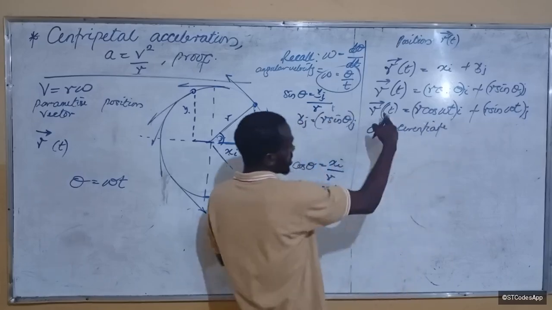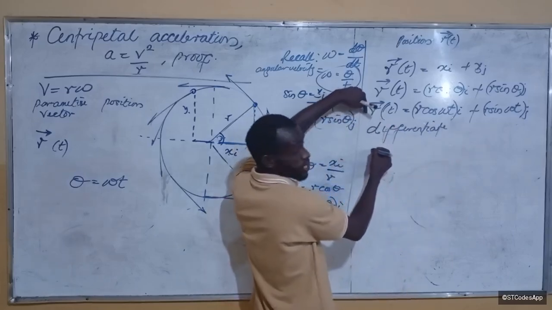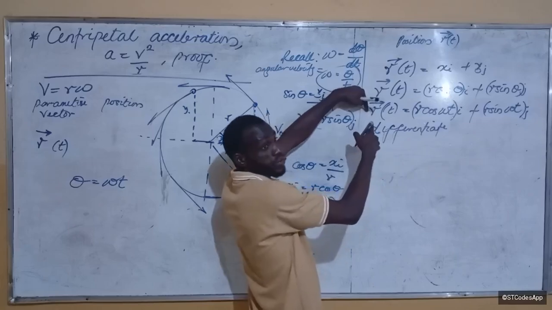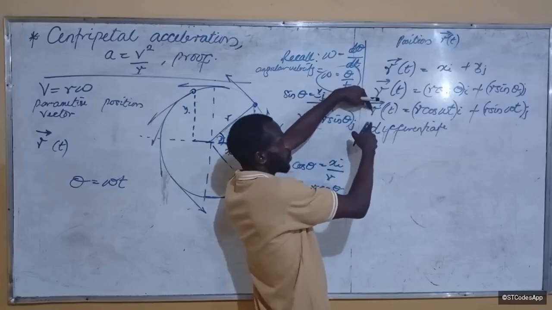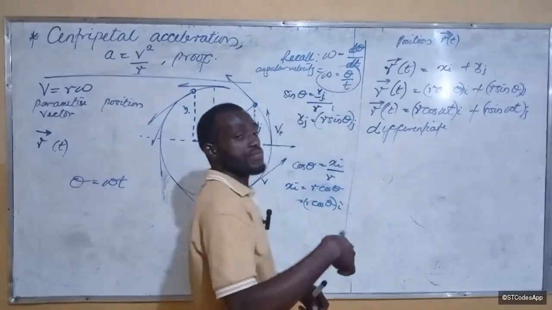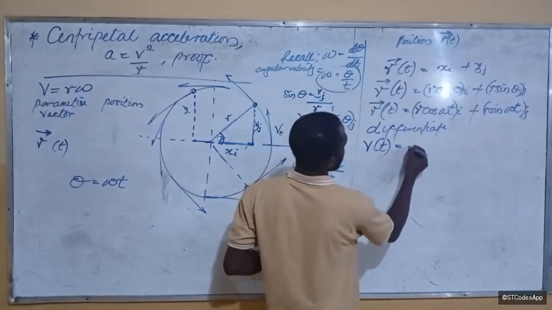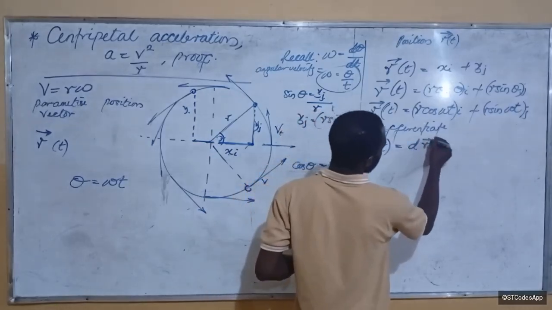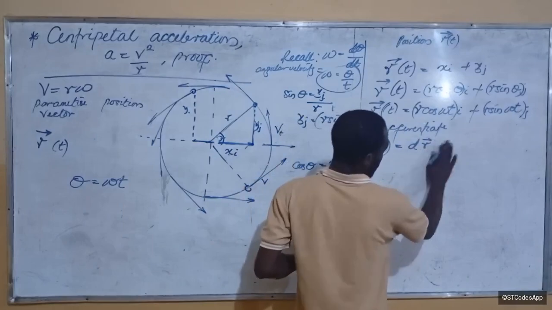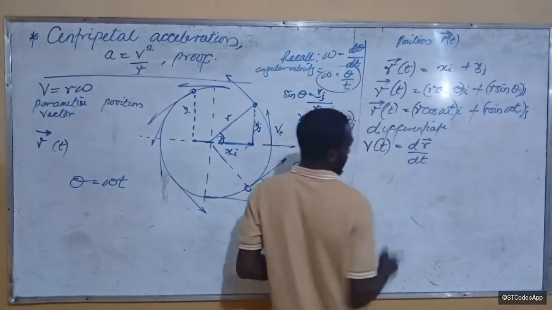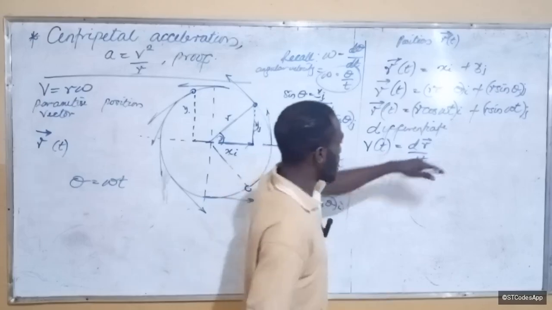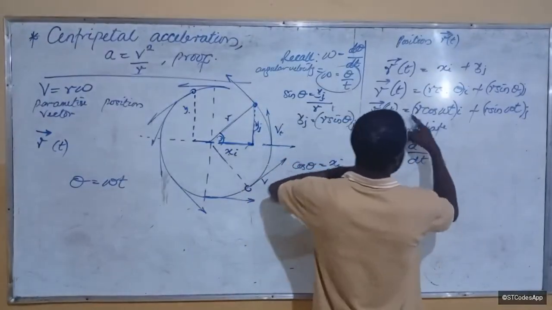So by the time we differentiate this, we'll get what? If you differentiate the position vector or displacement vector, what will you get? You will get velocity, right? So velocity at a particular time is going to be dr/dt. Exactly, I don't need to write dt there again. So let's differentiate this.